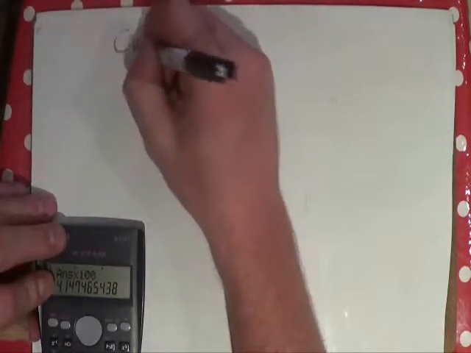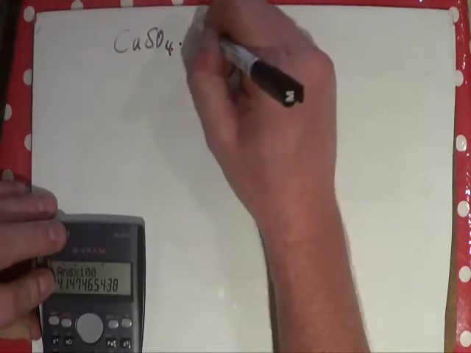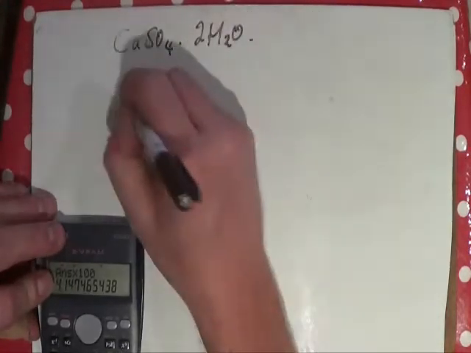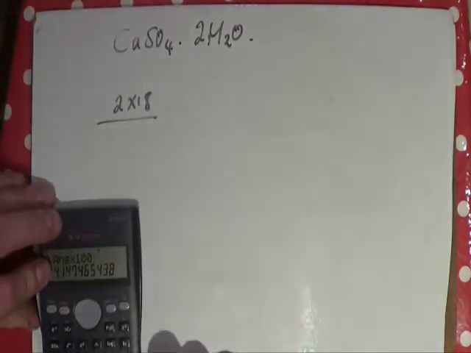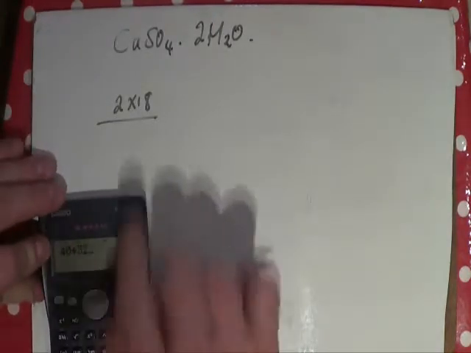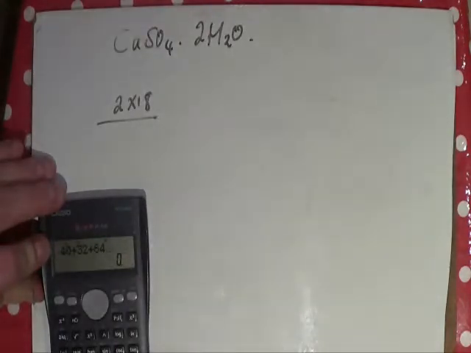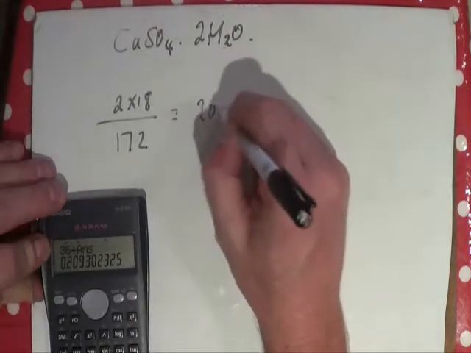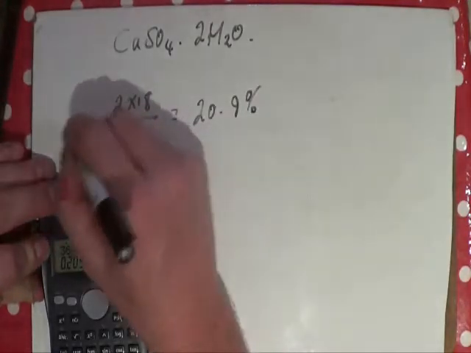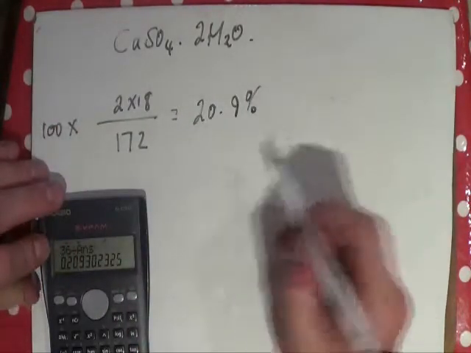Okay, let's take a last one because these I think are really very easy indeed. We have 2 moles of water, so 2 times 18 on the top line. On the bottom line we have calcium, which is 40, plus 32 for our sulfur, plus 4 oxygens, which is 64, plus 36 for our 2 waters, which is 172. So we have 36 divided by that gives us 20.9% water in hydrated calcium sulfate, which is gypsum, by the way.